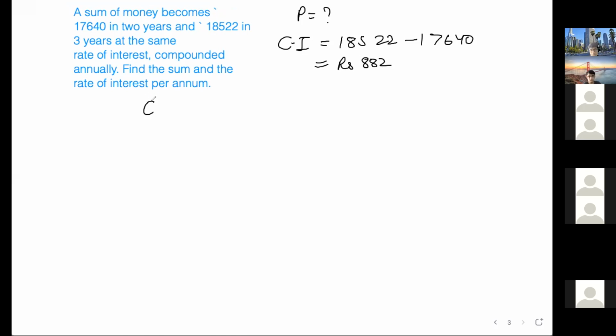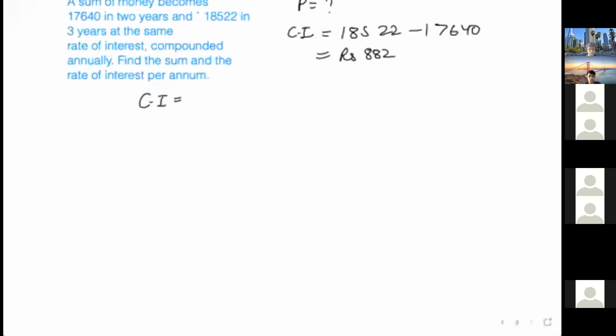Now, if I have compound interest, sorry, I'm so sorry. This is amount, no? No, this is compound interest only. Correct. The difference between this is the amount. So we have already got the amount for 3 years, this one, yes. So this is compound interest. So compound interest is given.